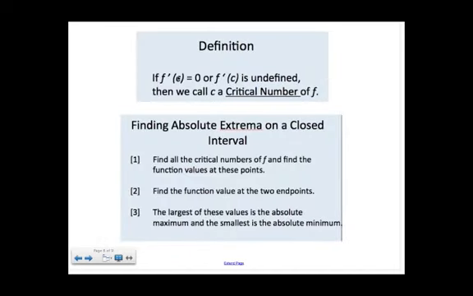If f prime of c is 0 or f prime of c is undefined, then those are called critical numbers of your function f, okay, because chances are some critical things are going to happen there. So we have a word that means critical number. And this will lead us into how do you find absolute extrema on a closed interval?